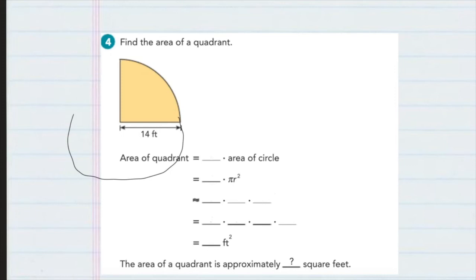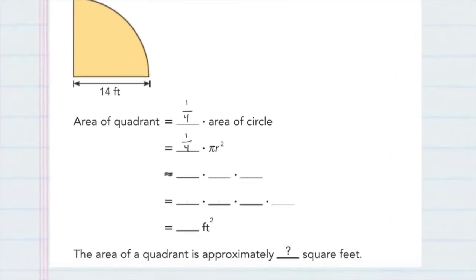So our line that asks us to fill in the blank is the area of a quadrant is 1/4 times the area of the circle. That means we have 1/4 times pi r squared. Zoom in a little bit. And if we keep going, we've 1/4 times, we're going to use 3.14. And then the radius is 14. So 14 squared.